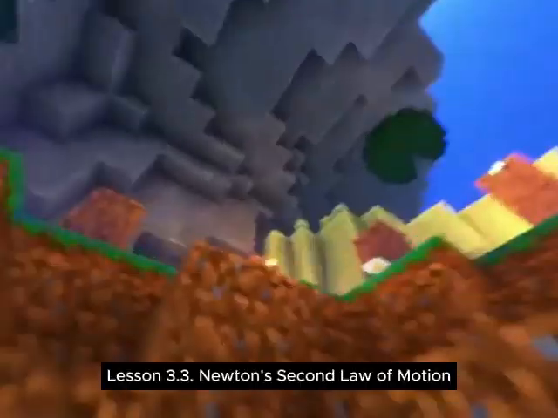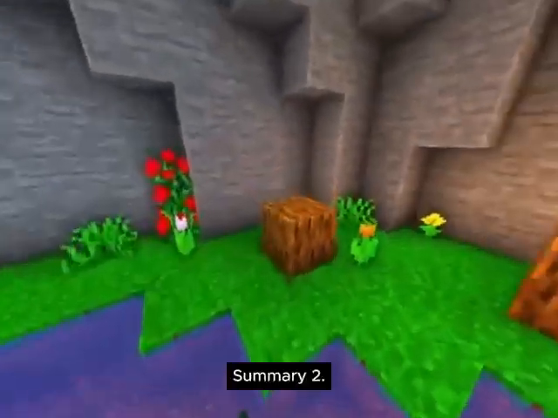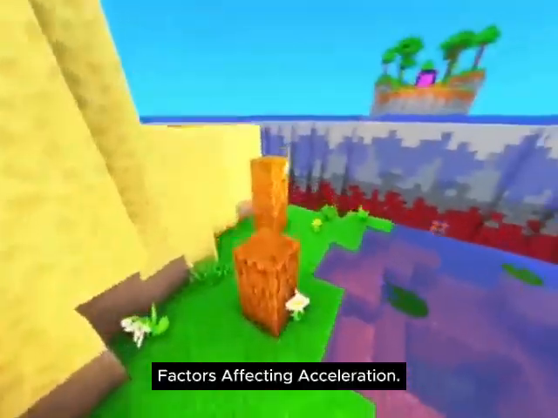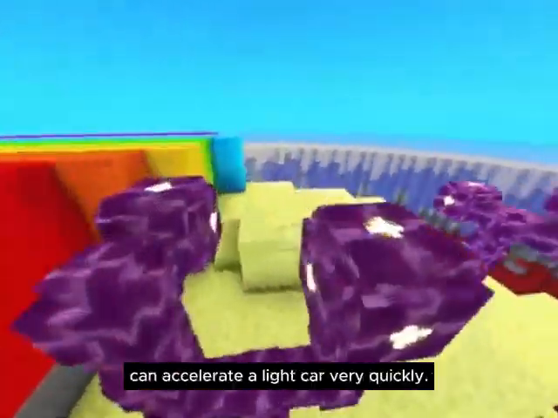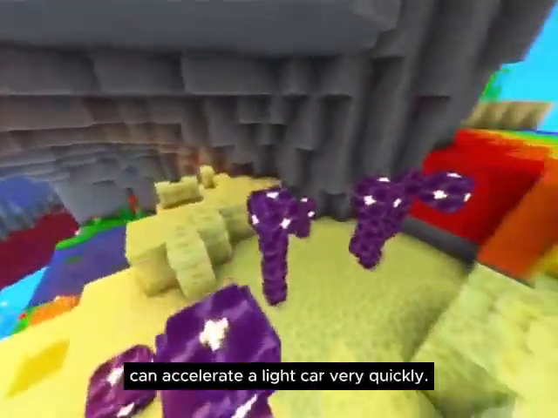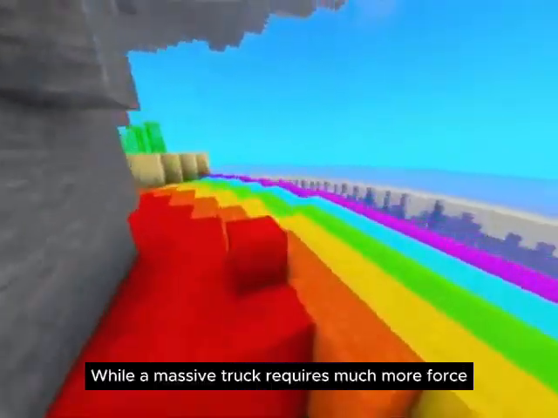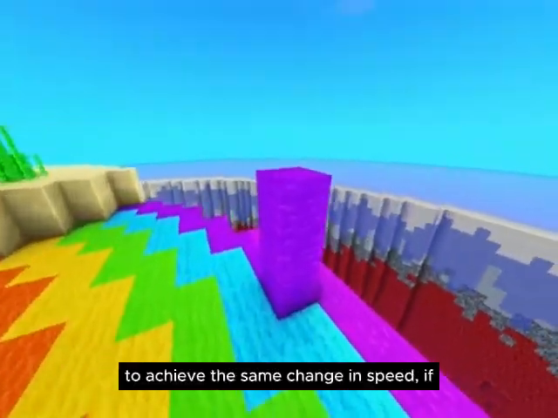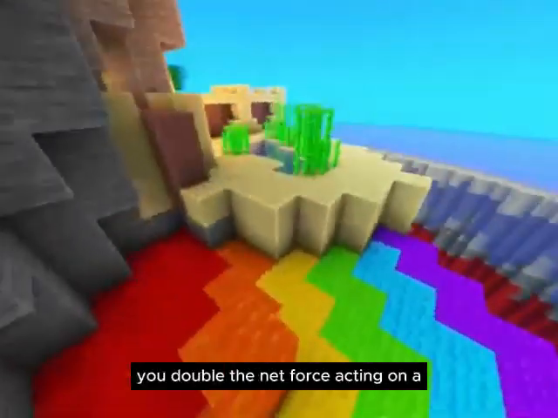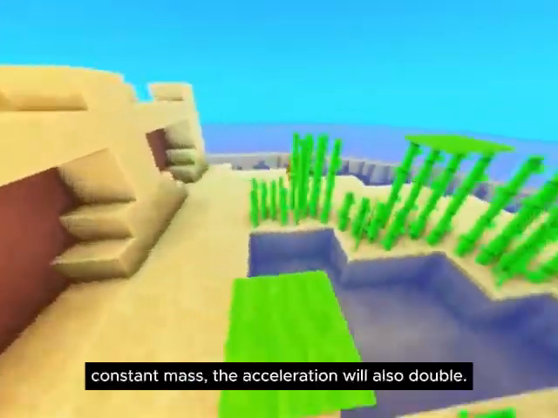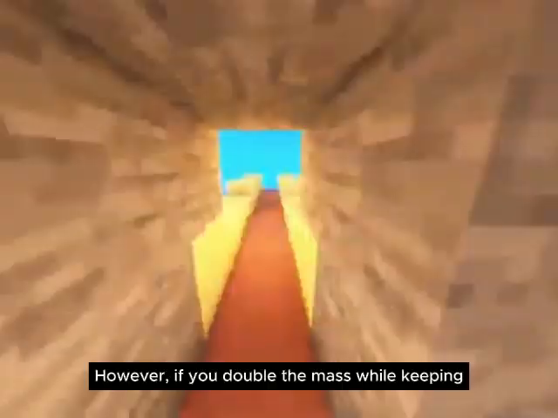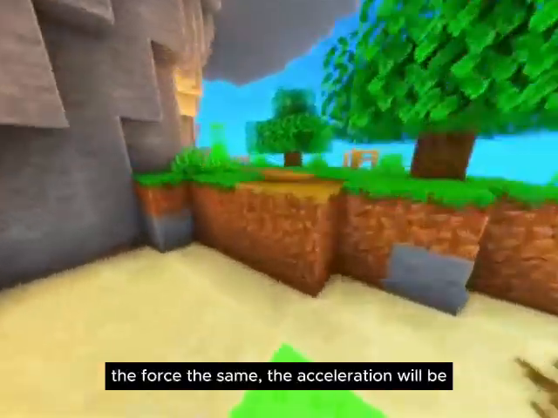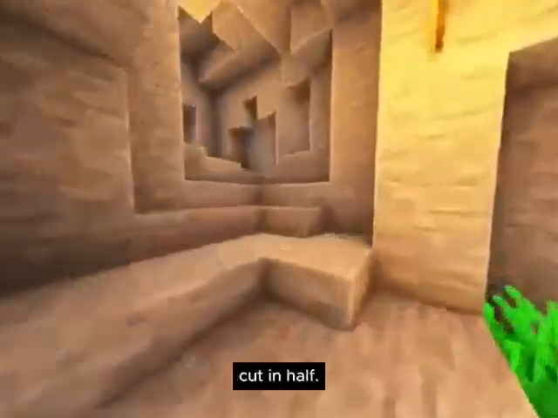Lesson 3.3, Newton's second law of motion. Summary 2. Factors affecting acceleration. This law explains why a powerful engine can accelerate a light car very quickly, while a massive truck requires much more force to achieve the same change in speed. If you double the net force acting on a constant mass, the acceleration will also double. However, if you double the mass while keeping the force the same, the acceleration will be cut in half.